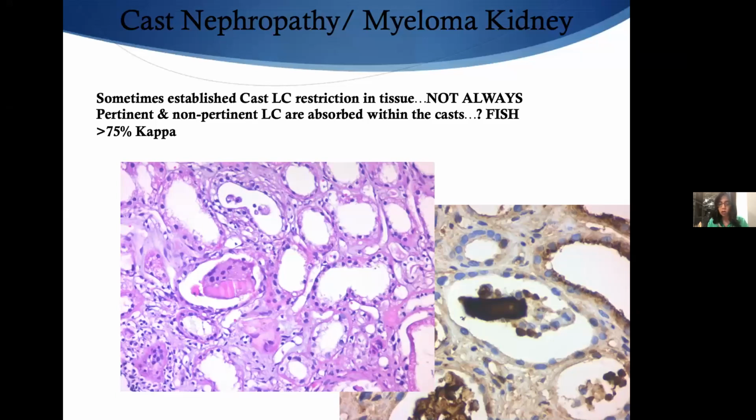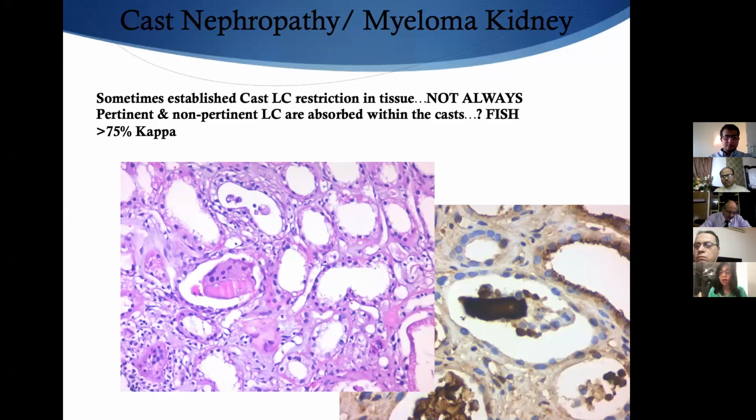In all the other disorders, we need to stain for kappa and lambda, but not in cast nephropathy, because you can have both chains present.